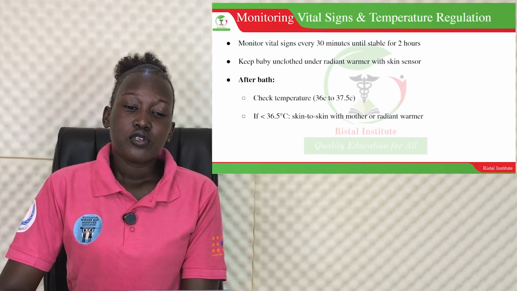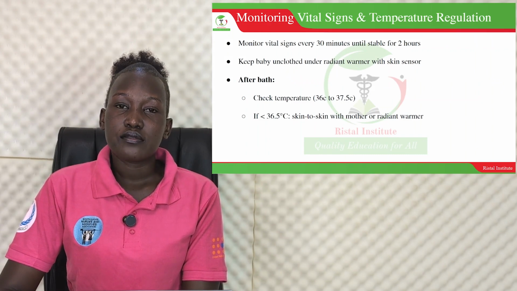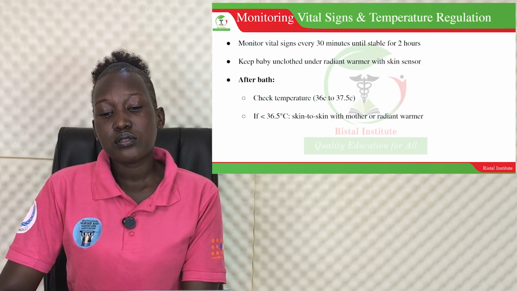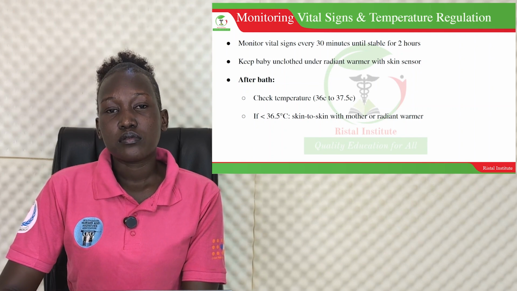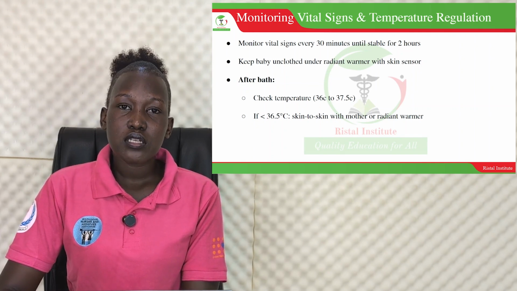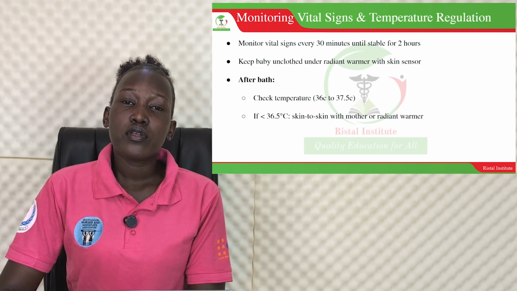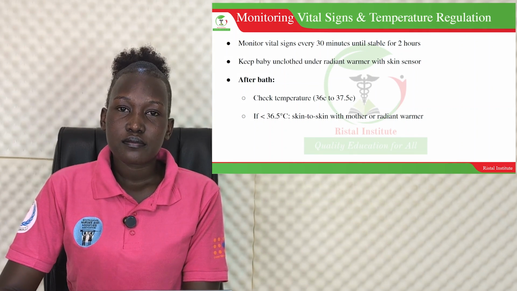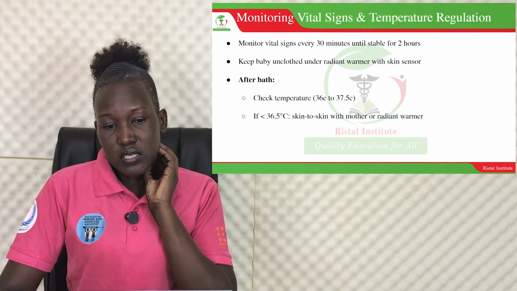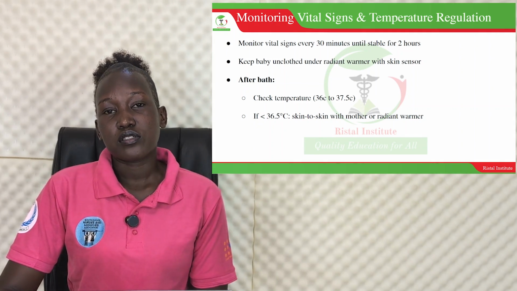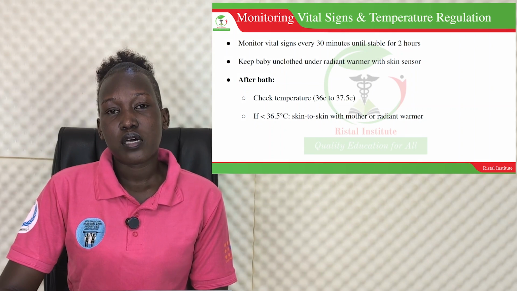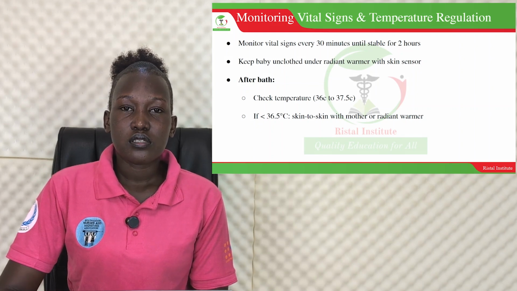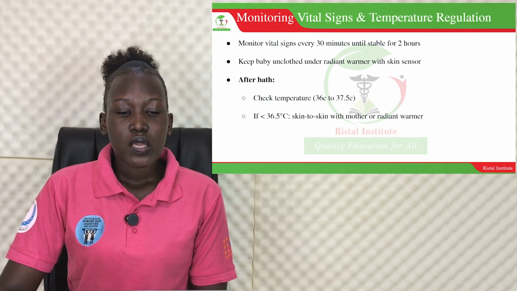There should also be monitoring of vital signs and temperature following birth. So monitoring of vital signs every 30 minutes until 2 hours, till the baby is stable. So from birth, every 30 minutes you monitor for 2 hours, then every 1 hour for 24 hours. Okay, so every 30 minutes you monitor vital signs. When you talk about vital signs, the heart rate, the temperature, and all those other things, oxygen saturation.